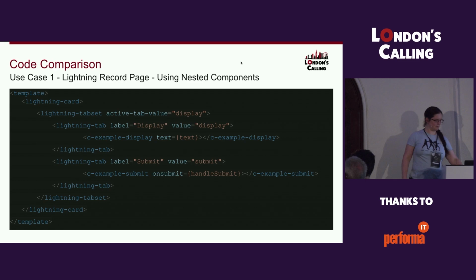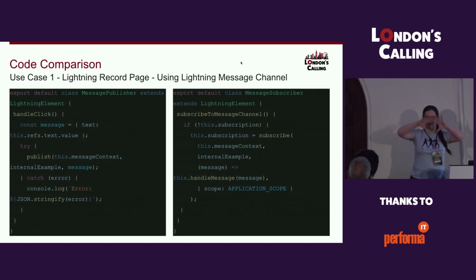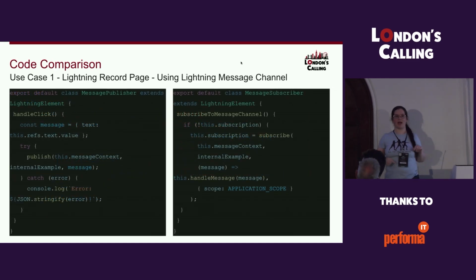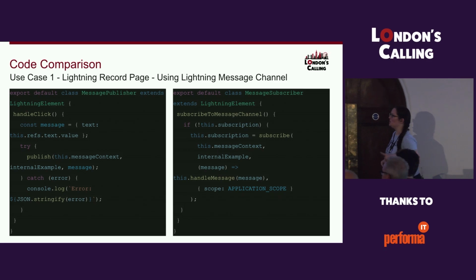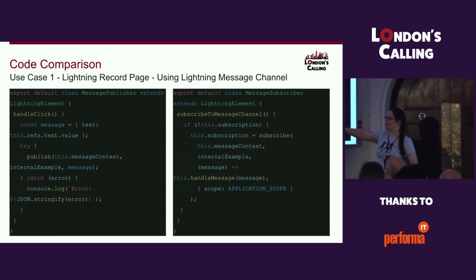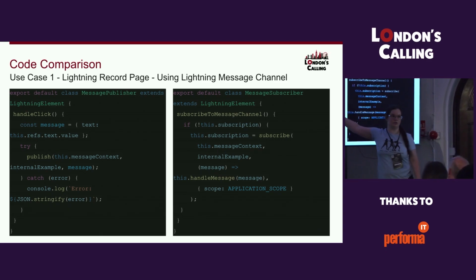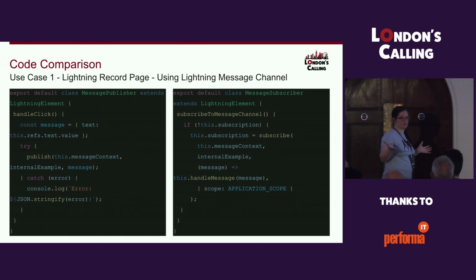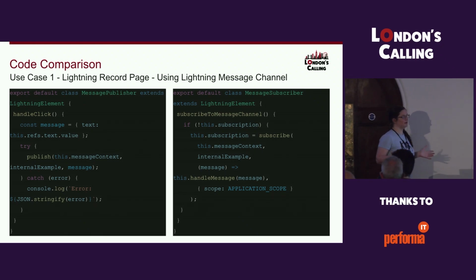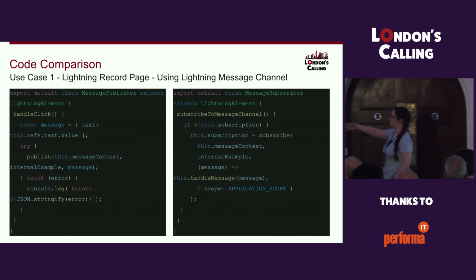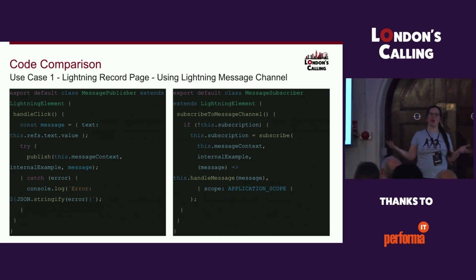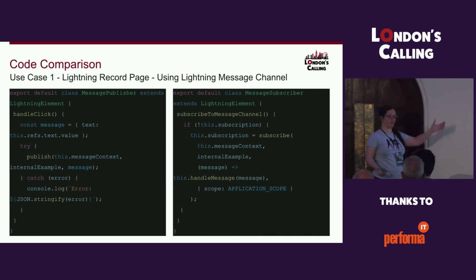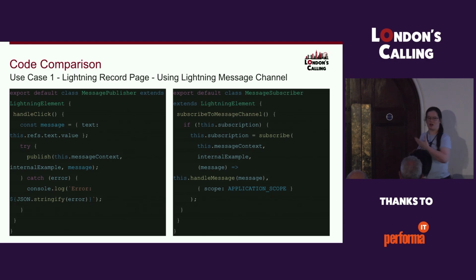However, using Lightning Message Channel, we suddenly don't need to have this parent container that manages the handling of the data up and down. We've now got a publisher component that just publishes the message and then doesn't care about what happens after it's published the message. And then we've got another component that is subscribing to the message, and it doesn't care about where that's coming from. It just needs to know, I've received this message, and now I'm going to handle it.